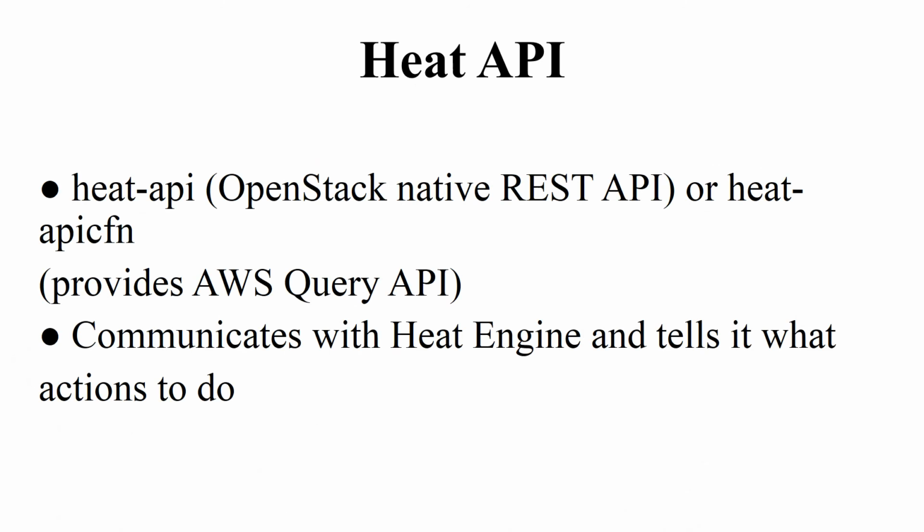What is the role of Heat API in the workflow? Heat API is the OpenStack native REST API, which is also called Heat API CFN, which provides AWS Query API. The role of Heat API is to provide the communication with Heat engine and tell it what action has to be done.